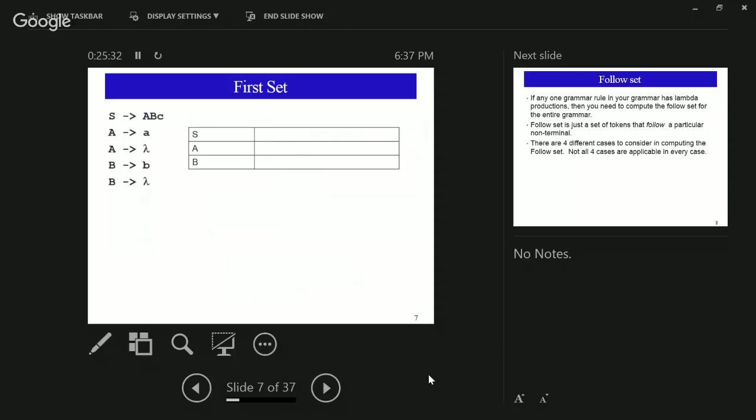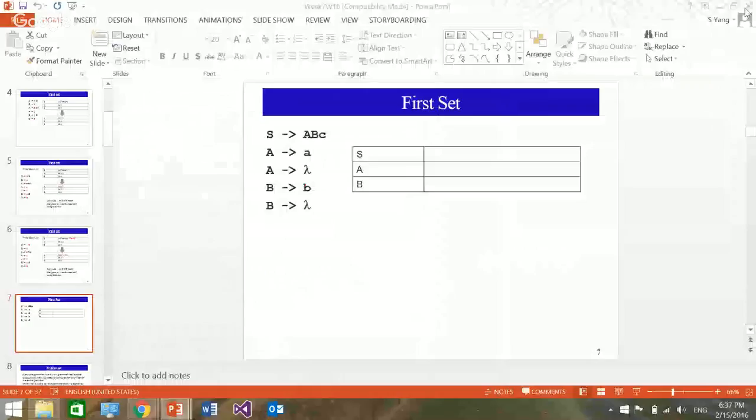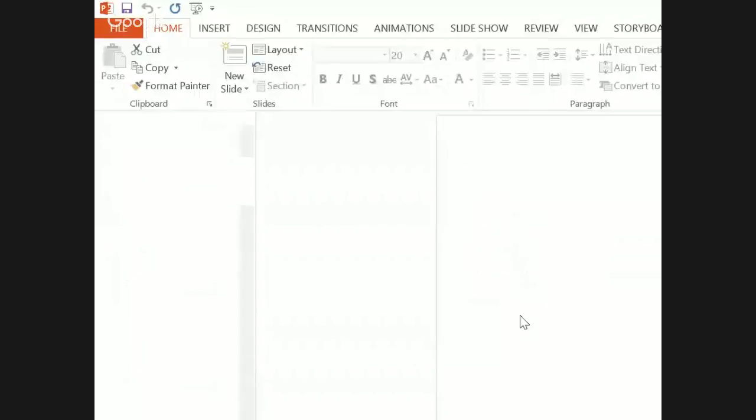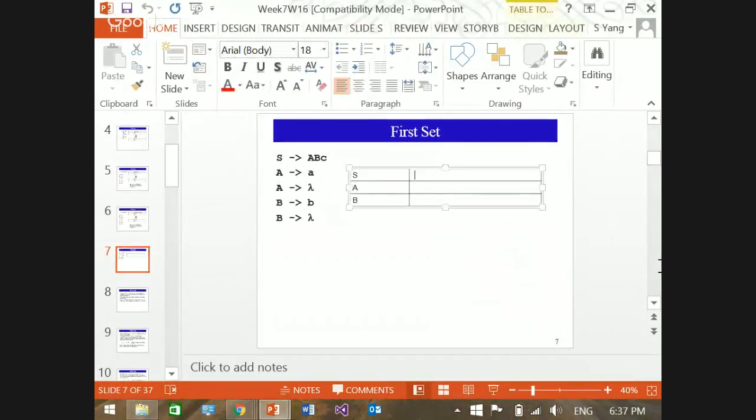Okay, so on this one, oh, this is the one I wanted you to do. So this one I think we did last time. So A's first set is little a, lambda. B's first set. Oh, you know what I'm gonna do? Oh, come on, really? I don't know what version of Word or PowerPoint I'm using, but it's messing up my display. Sorry.